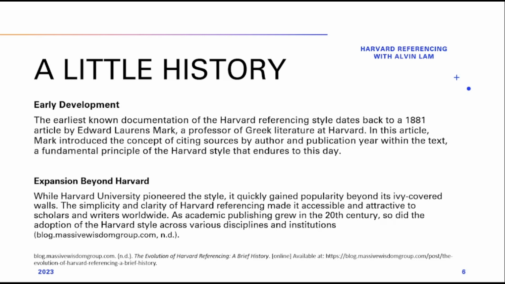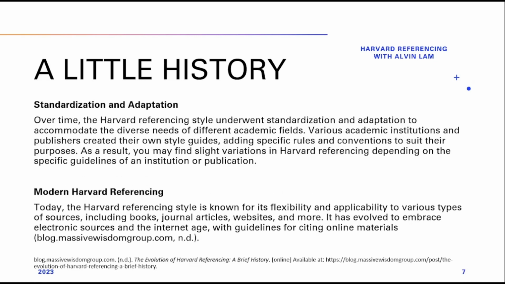So as the academic publishing world grew, especially in the 20th century, so did adoption for Harvard referencing, and in fact all styles of referencing across various disciplines and institutions. And with a diverse need for different academic fields, there comes a need for standardization and adaptation. And therefore, the one that we are using nowadays, which I will show you later on, right? It is in a standardized form and can be adapted for various types of sources.